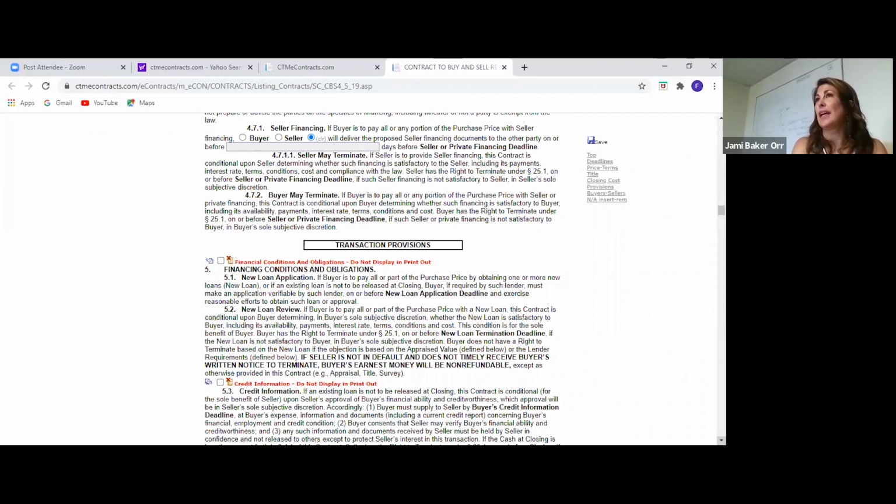If the seller is financing the loan, an attorney needs to write that, or the buyer and the seller need to write it between themselves. Real estate agents don't write those.